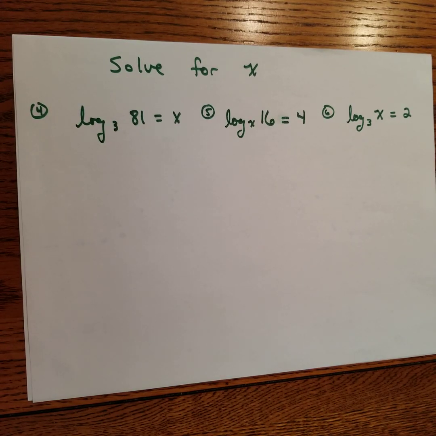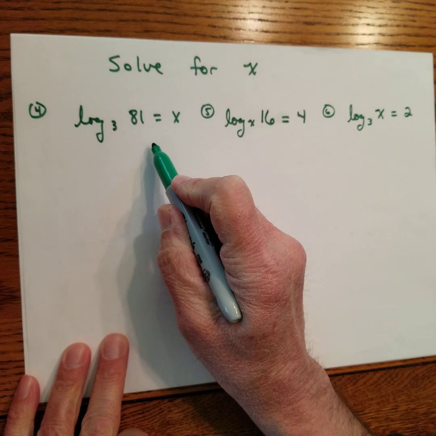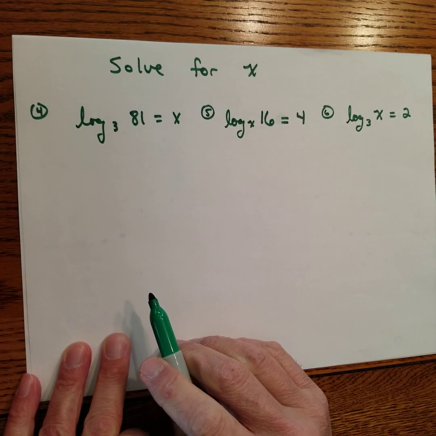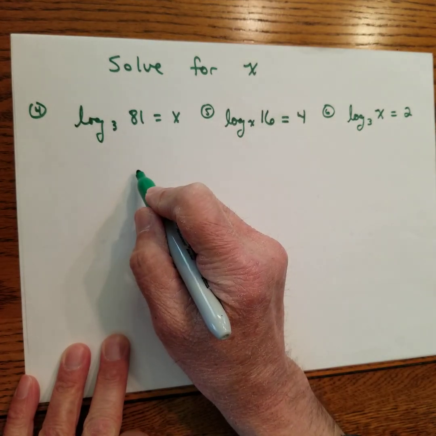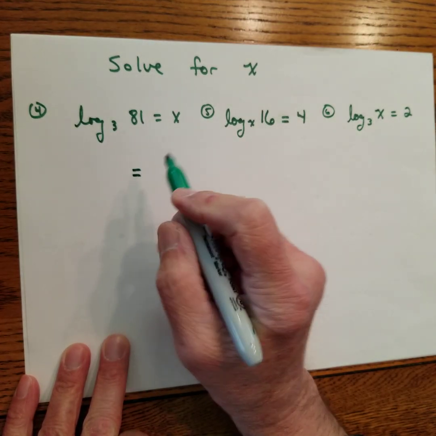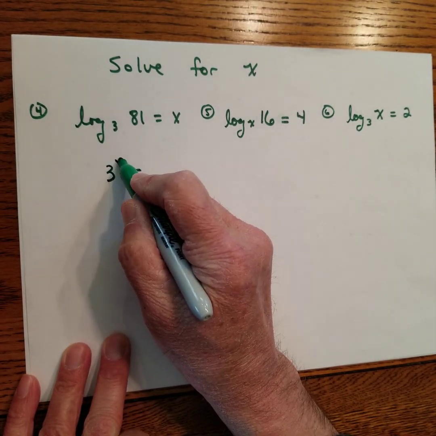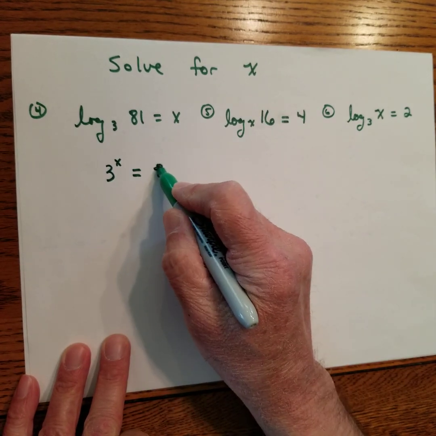Let's try 3 more. If you like, pause the video and try these on your own, and then we'll work them through together. All right, let's try them. Can you do this one in your head? Can you find the exponent that changes 3 into 81? If not, then let's translate it into exponential notation. I know that this is the exponent that goes on that 3. X is the exponent that changes 3 into 81.